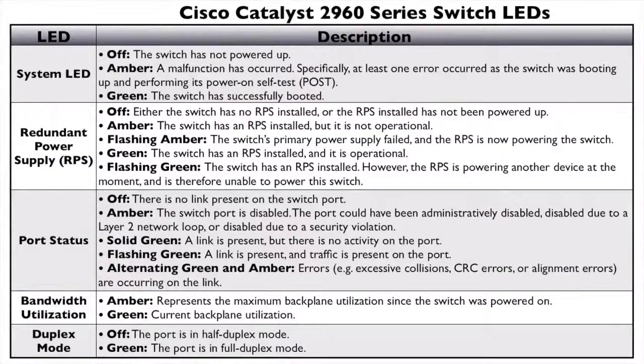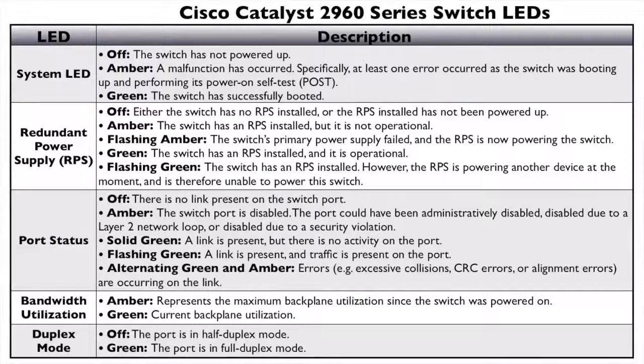Maybe we've got some sort of a spanning tree protocol issue where we have a layer 2 topological loop that caused the port to become disabled. Maybe we administratively disabled it, but for some reason, that port is disabled if the port status light is amber. If it's solid green, that means we have link integrity. There's something plugged into that port, a link is present, but there's no activity.